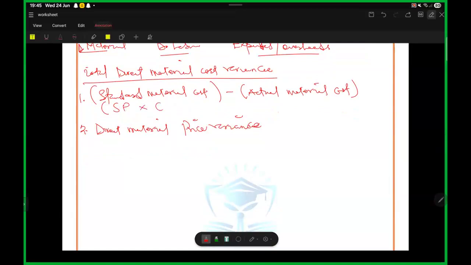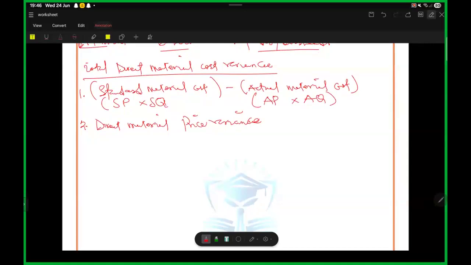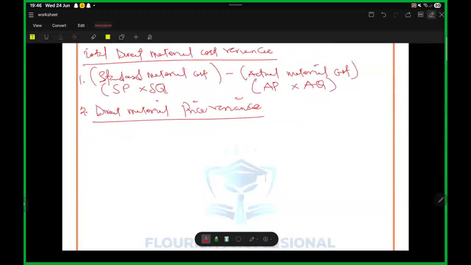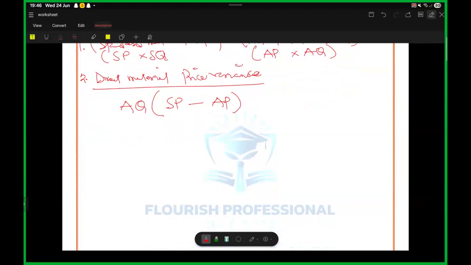Standard price times standard quantity will give you the total standard material cost, and the actual is what? Actual price times actual quantity. This is what we do. So this one too can be in the price. Where the variance is in the price, it becomes the standard price minus your actual price, then against your actual quantity for the price variance. Just keep these things in mind.